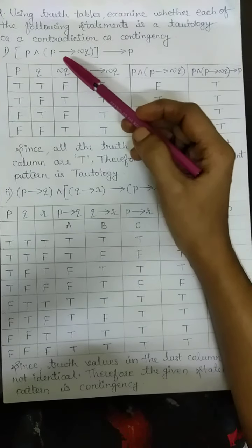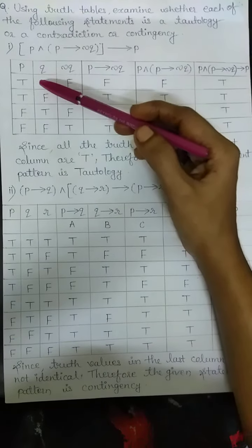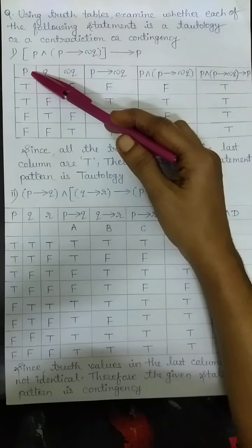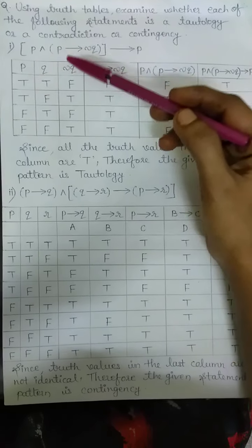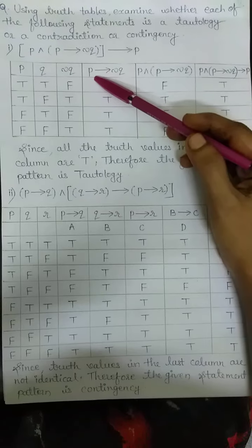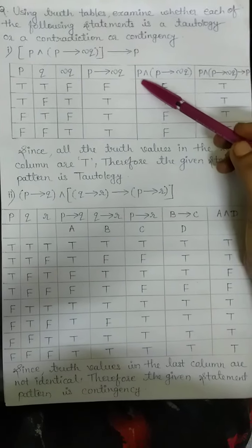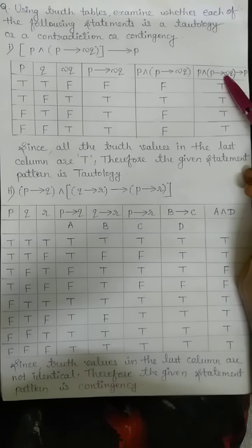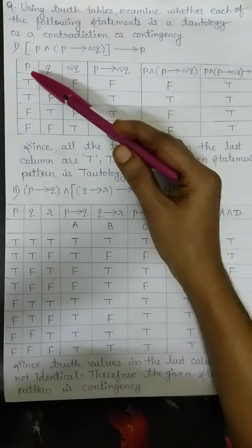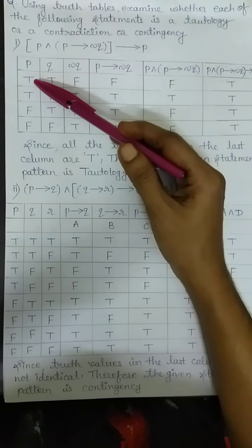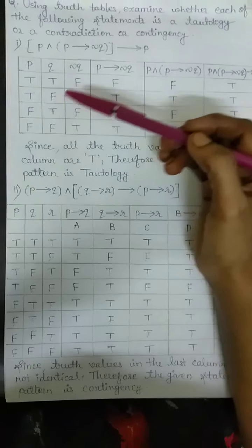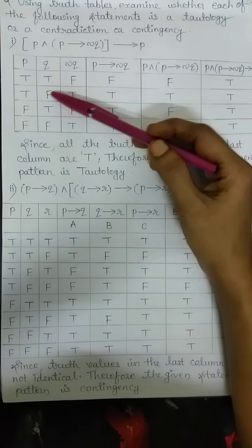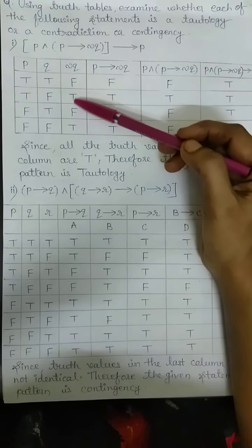Now here, since two statements are given, we will consider four possibilities. Now we will write the required columns. First is P, then Q, we require negation of Q, then P implies negation of Q, then P and P implies negation of Q, and entire statement. Now as you know that P and Q columns will be fixed, T, T, F, F and T, F, T, F. Now negation of Q will be T will become F and F will become T. So we will get F, T, F, T.